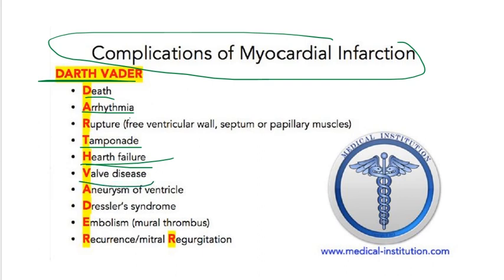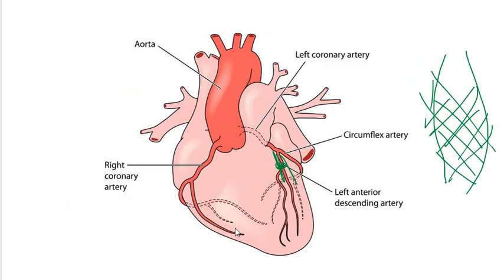Valve disease, because the rupture could instead happen in the valvular system of the heart, and so one of the valves could go kaput, and so the valve could be insufficient, and the insufficiency of the valve could cause severe problems as well, including heart failure.